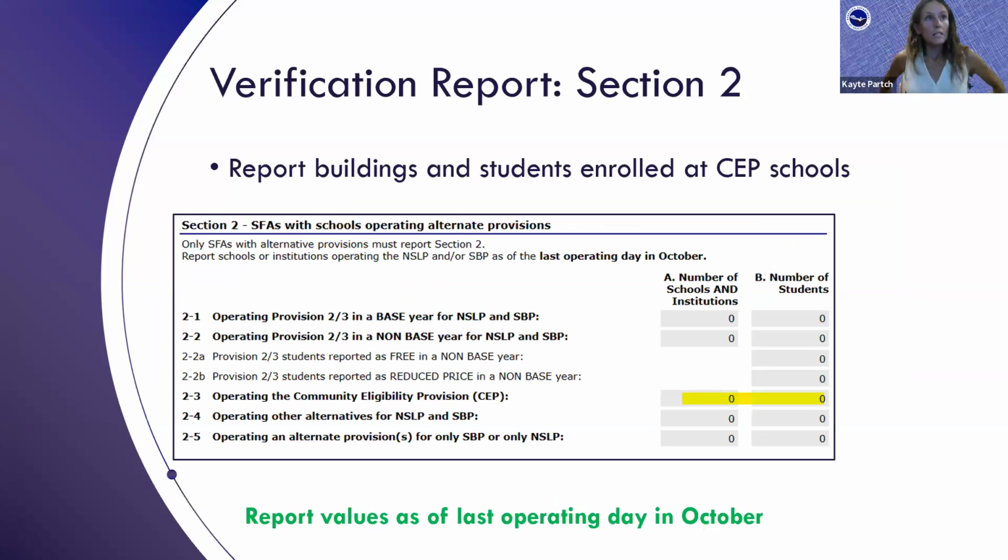If you've always been a pricing district, then you have skipped section 2, but because of CEP participation, you now would need to complete 2-3 in section 2. Okay, so if you are a district that has both pricing and non-pricing buildings, in this section, letter A for 2-3, you're reporting the number of buildings that participate in CEP. And in letter B, for question 2-3, you're reporting the total number of students enrolled in those buildings that do CEP.